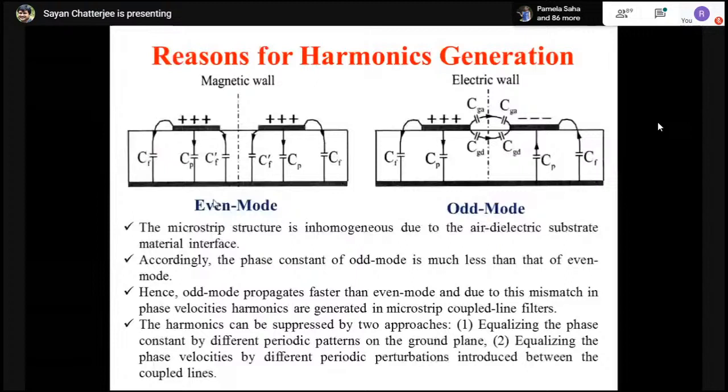And that mode mismatch, phase velocity mismatch, provides you harmonics. So what is the objective to match the harmonics? By any way, you have to balance these two modes. So either way is, you add some periodic patterns or you add some perturbations to make the equalization of the phases.